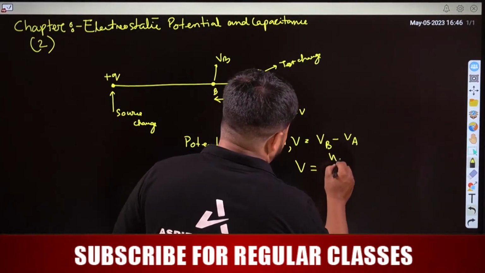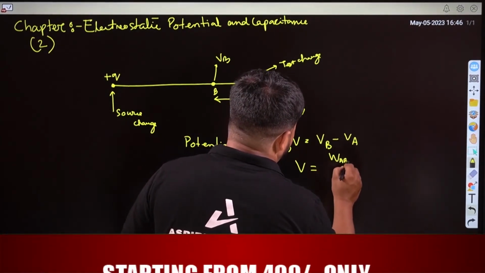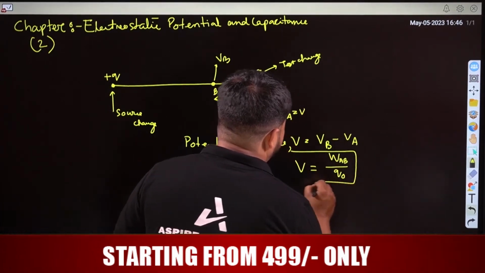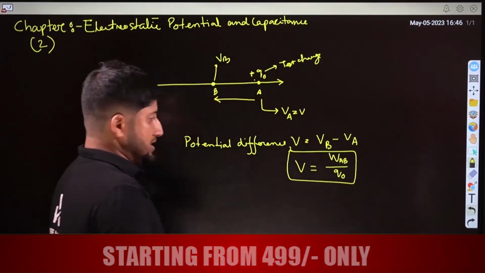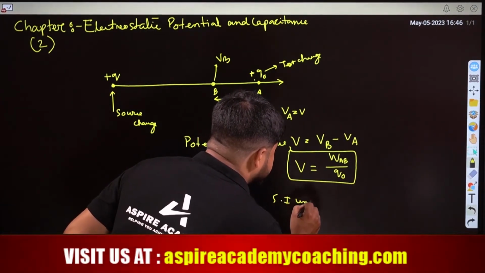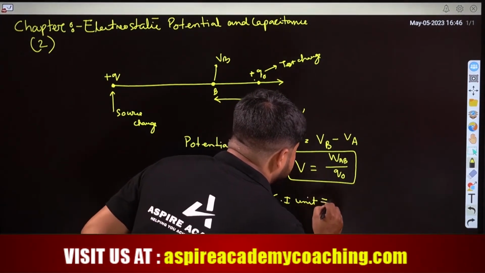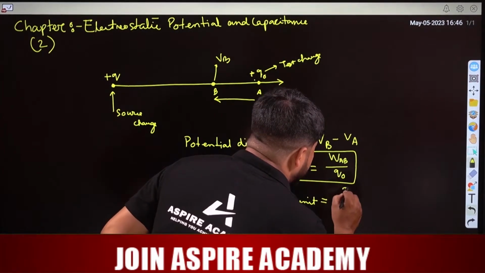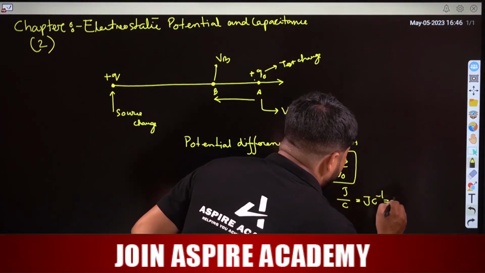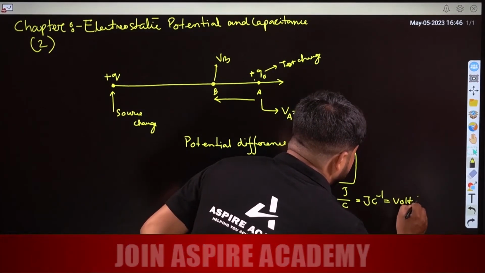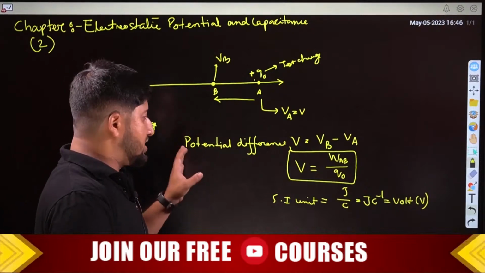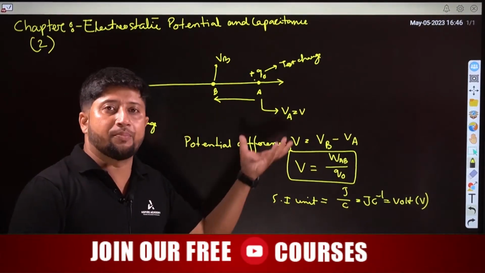Now this is called W from A to B, so it is WAB divided by Q naught. This is the general formula for potential. Now what is the SI unit of potential difference? Work done means joule and charge means coulomb. So joule per coulomb is called volt, V. This is the definition of potential difference.